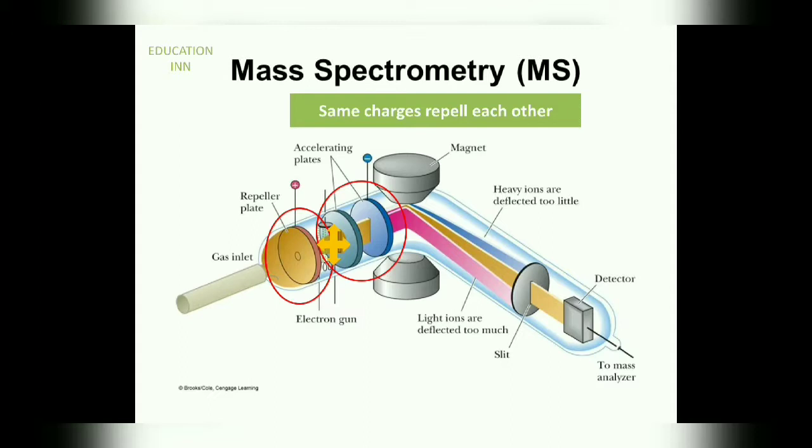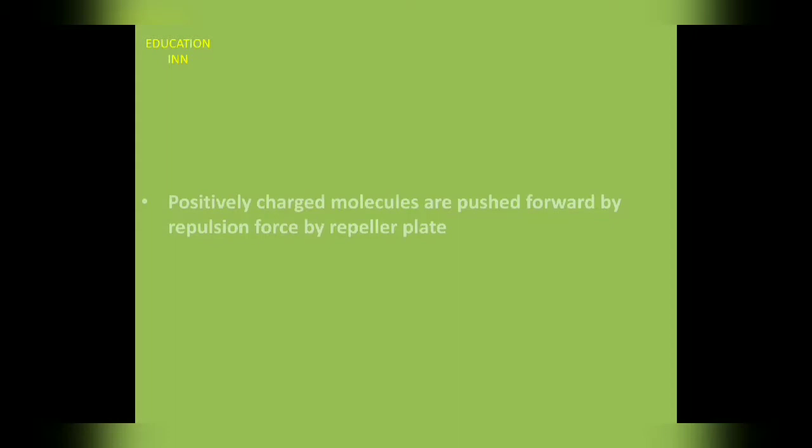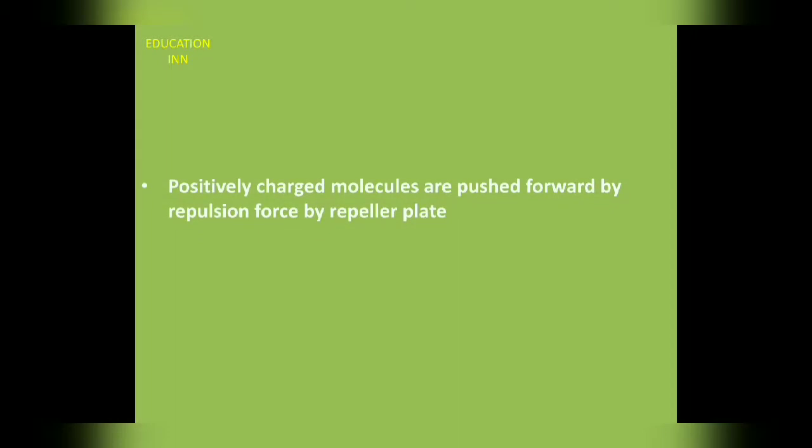However, these negative plates have a high potential, around 500 to 2000 volts, but in spite of this high voltage, the cations break off these forces and move into the magnetic field. It is just because these positive ions have very high energy. This high energy is imparted by the electron gun's moving electrons and the positive repeller plate.